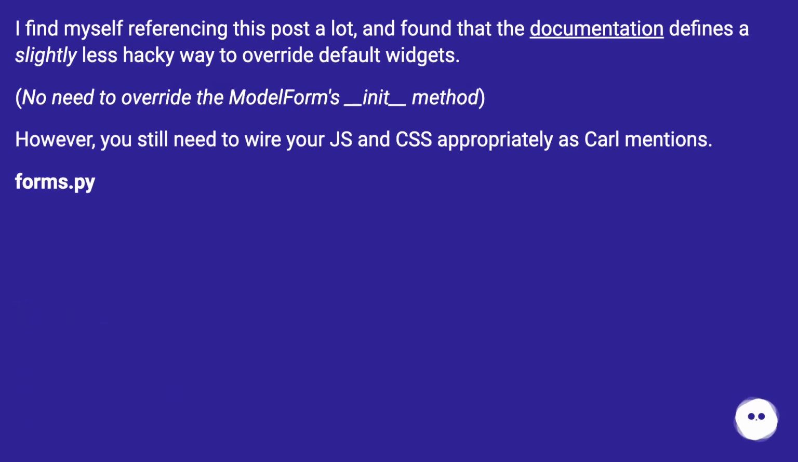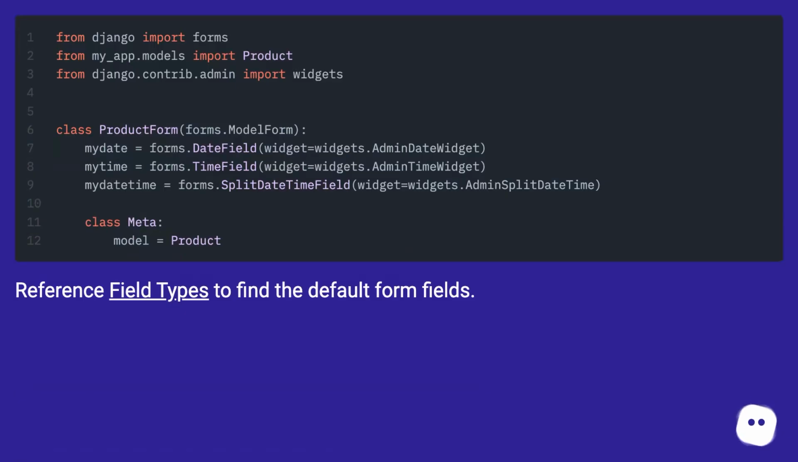I find myself referencing this post a lot and found that the documentation defines a slightly less hacky way to override default widgets. No need to override the model form's __init__ method. However, you still need to wire your JS and CSS appropriately as Carl mentions. Forms.py. Reference field types define the default form fields.